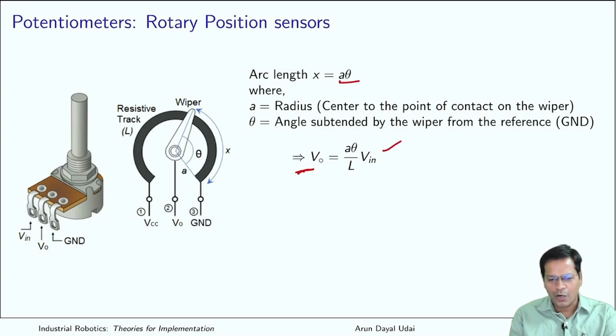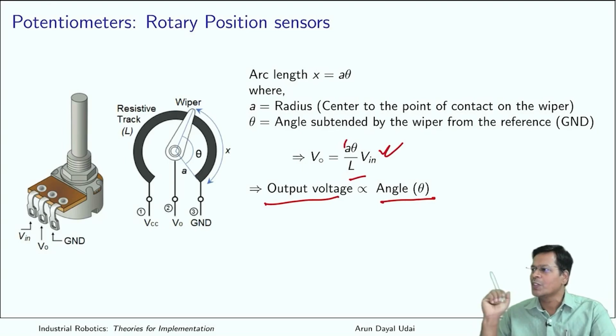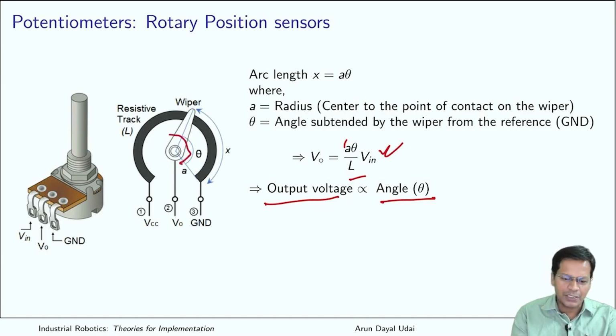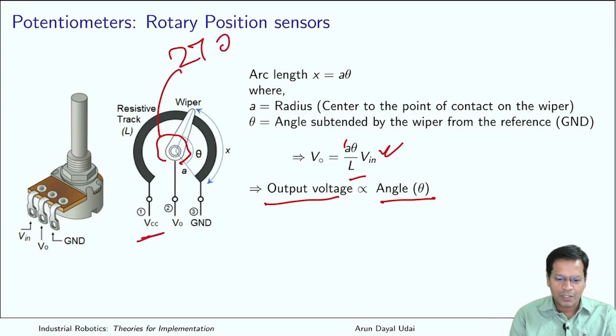So finally output voltage now is proportional to theta, because voltage input is constant, the total strip length is constant, and a, that is the radius of this, is constant. So overall output is proportional to theta. You got it? So this tool now can be used as an angle sensor. If theta is equal to 0 degree, output will be 0. If theta is the complete angle, let us say this is 270 degree, then the output voltage is VCC, that is the supply voltage.